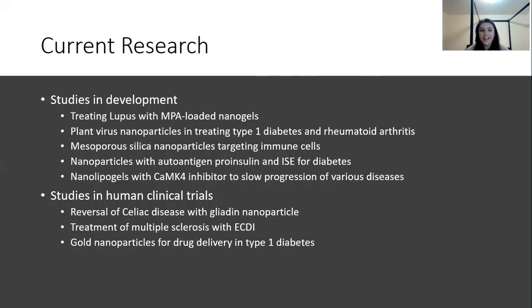And there has been a lot of study in the preclinical trials with mice, and now they're entering patient trials. There's also a study in human clinical trials of treatment of MS with ECDI, and then gold nanoparticles for drug delivery in type 1 diabetes. The reason they chose gold is because it helps keep glucose in the system for longer, so they're able to regulate glucose levels more efficiently.